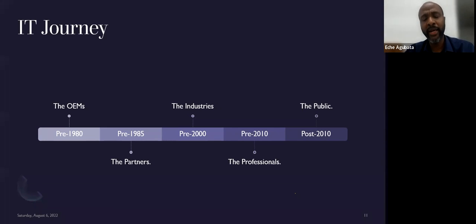But along the line, partners came in. By partners, I mean companies that support them either in terms of hardware, or in terms of location, or in terms of storage, as the case may be. So partners like Samsung, partners like who again?